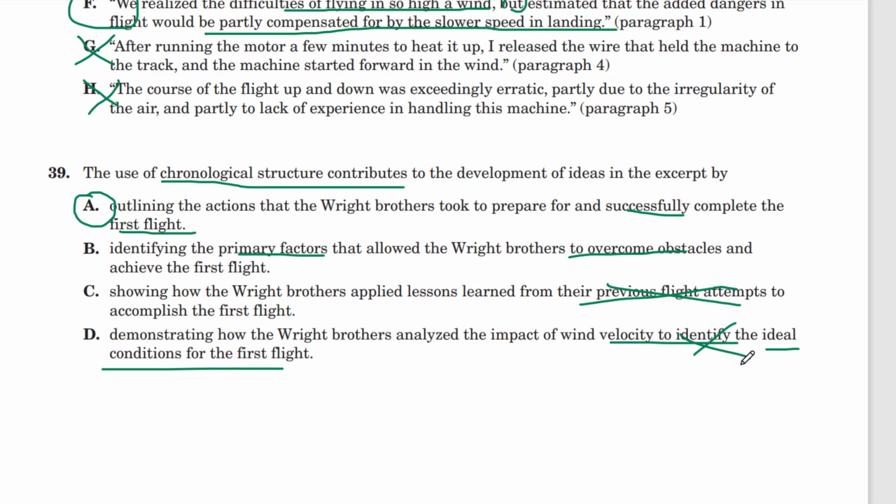It was raining the night before. It was freezing over. It was windy. There's nothing ideal about this first flight. So that does not demonstrate that, D.